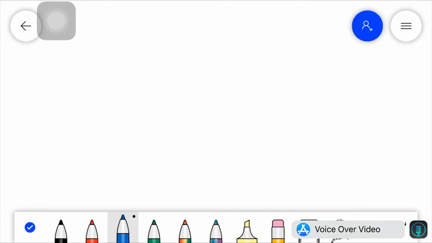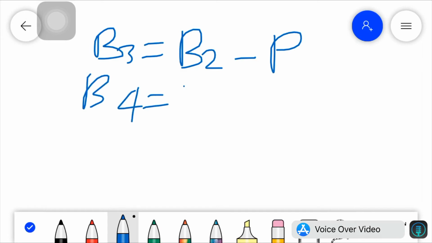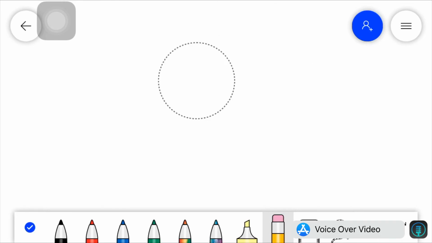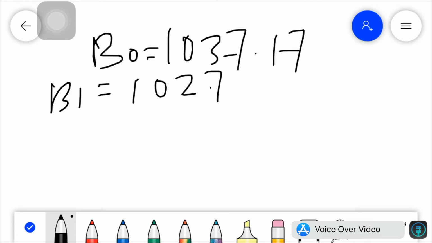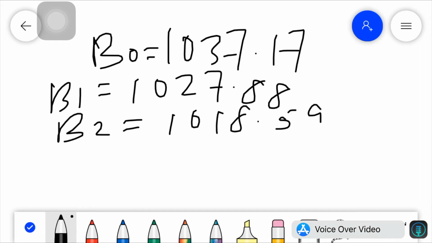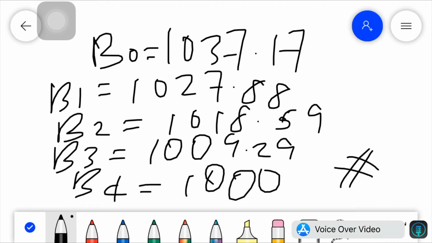Proceed to B3. We can just use the formula B2 minus P, and same goes for B4, which is B3 minus P, noting that P is the same. After all the calculation, you will get B naught equals 1037.17, B1 equals 1027.88, B2 equals 1018.59, B3 equals 1009.29, and lastly B4 equals 1000. So B4 equals C, and that is the proof.